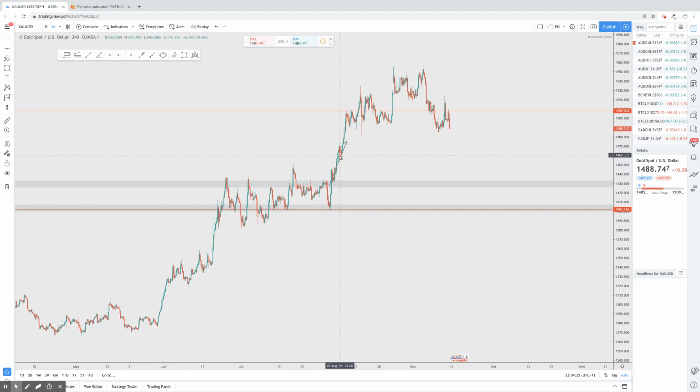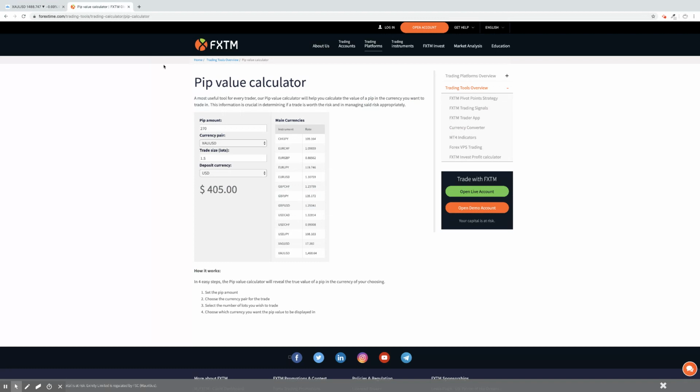Now, another reason it's not great to trade gold as a beginner is because often as a beginner, you have a low account balance, right? Now with gold, we're going to go to the FXTM Pip Value Calculator, okay? So you can bring that up to follow along with me if you want, or you can save it for later. This is my absolute favorite Pip Value Calculator. I have no sponsorships or anything going on with this company. They're not my broker. They just have a really awesome Pip Value Calculator, all right?